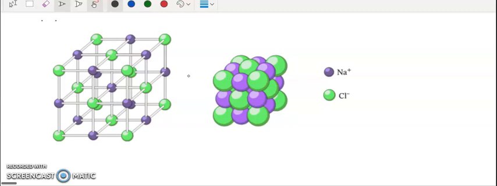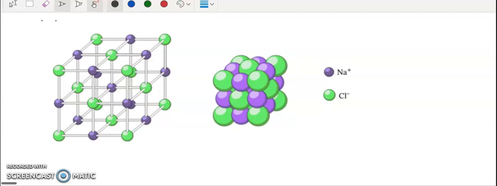And when you add all of the atoms up, it always is a 6 to 6 coordination, and that is their coordination number. And this type of diagram is called a face centered cube lattice, and it's the same for all ionic compounds. Now let's take a look at the properties of an ionic bond.